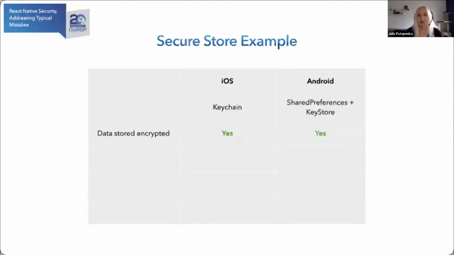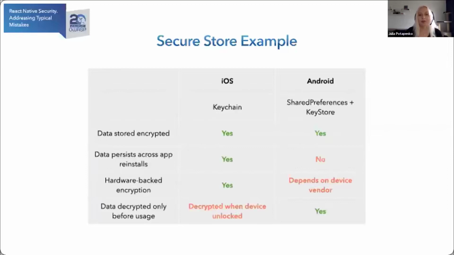It uses Keychain on iOS, which is an encrypted storage. And for Android, it uses Keystore to create a key. Then it encrypts the data with this key and stores it in shared preferences, regular storage. All good here, it stores data encrypted, that's right. But you see, Keychain persists its data across app reinstalls, while shared preferences do not. And there is a MASVS requirement that you need to erase the data across app reinstalls. So here we're missing this requirement.